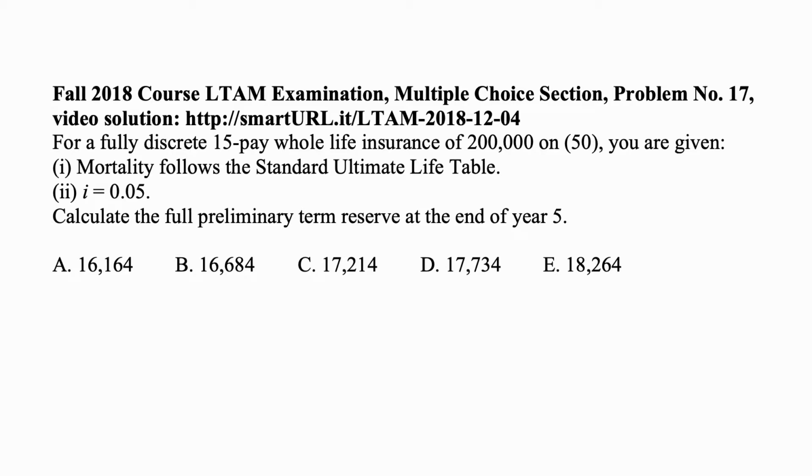Here's a problem for today, problem number 17 in multiple choice section of exam LTAM from October 2018. For a fully discrete 15-pay whole life insurance of $200,000 on a 50-year-old, you are given that mortality follows the standard ultimate life table. Interest rate is 5%, which is the same rate as is used in the calculations of actuarial present values in the table, which is very convenient. Calculate the full preliminary term reserve at the end of year 5.